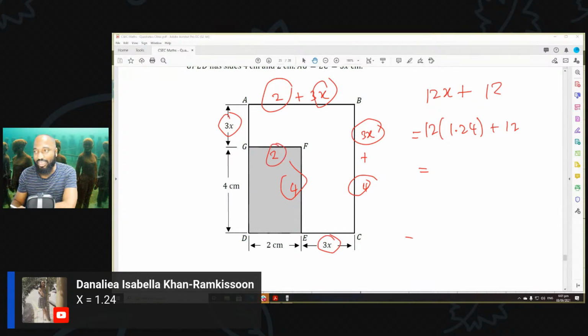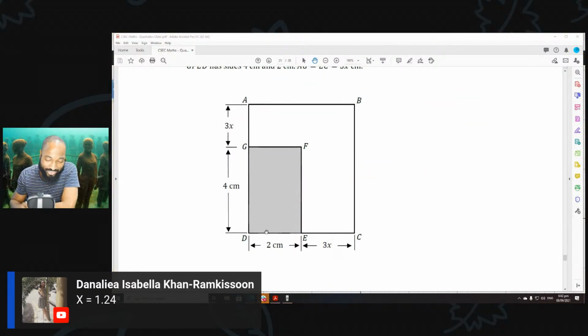How did I get the 12x? This is 3x here, the next 3x here, the next 3x here, the next 3x here. 4 by 3x is 12x. So this is really 12 by 1.24 plus 12. How much do you get for the answer? 26.88 centimeters. Don't forget units.